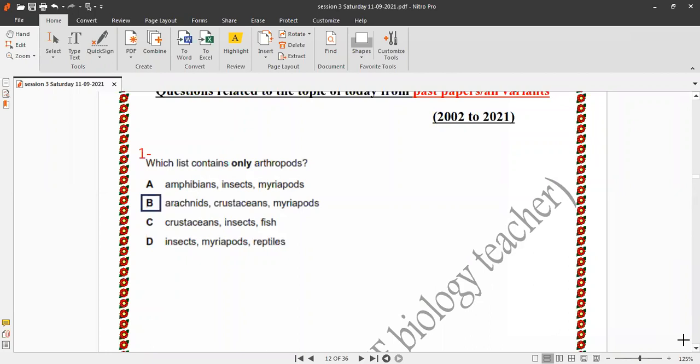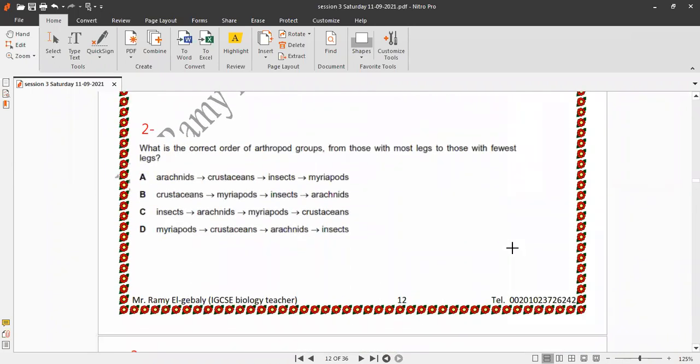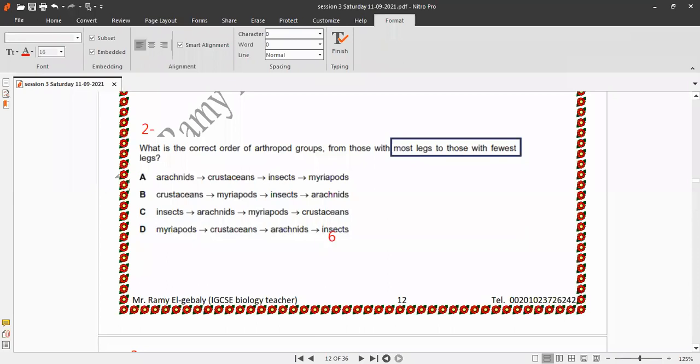Ahmad. Yes, sir. What's the correct order of arthropod groups from those with most legs to those with fewest legs? Okay. Here insects 6 legs. Arachnids 8 legs. Crustaceans from 5 to 20. And here myriapods many. Okay, so the correct answer D.